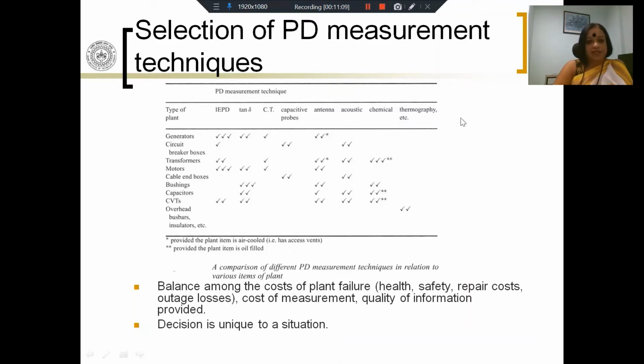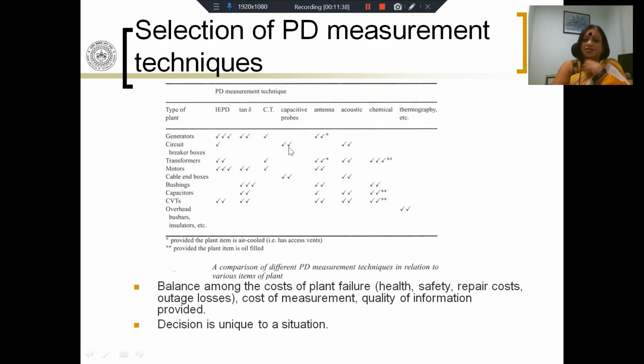So here I have a table of the type of plant and the PD measurement technique that is best suited to such equipment. For example, for generators, you would use an electrical technique, tan delta. I've not talked about tan delta. We will talk about tan delta measurements later when we discuss various measurement techniques. But the tan delta measurement, which is a loss measurement technique, can also be indicative of PD happening in the equipment.